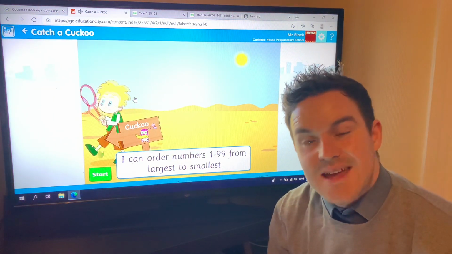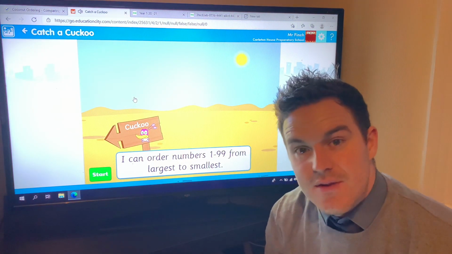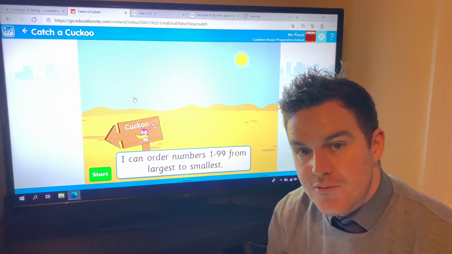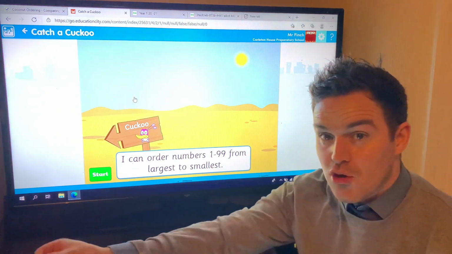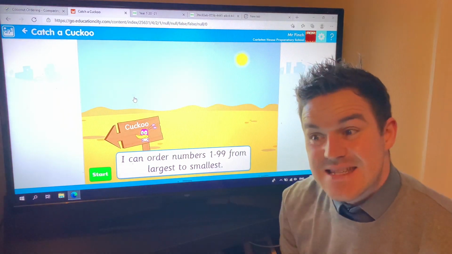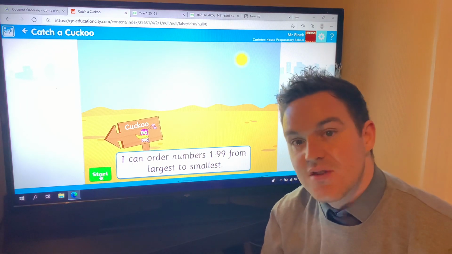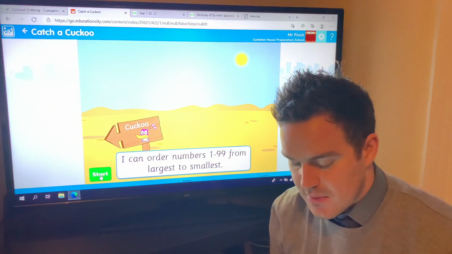Okay, year one, today in maths we're doing a little bit of revision, and the revision we're doing is revision of ordering numbers from 1 up to 100, both in ascending order where you're going from smallest to biggest, and descending order when you go from biggest down to smallest, okay? Most of the questions we'll do will be from smallest up to biggest.